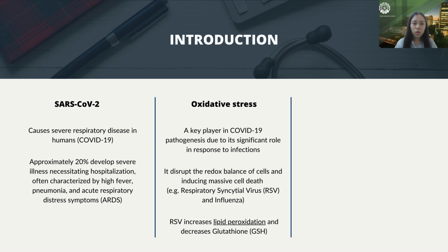RSV induces reactive oxygen species production, leading to pro-inflammatory cytokines and innate immunity, and it increases lipid peroxidation and decreases glutathione. Similarly, influenza infection results in excessive ROS production in different tissue, inducing apoptosis and cytotoxicity in alveolar epithelial cells. Notably, influenza facilitates the activation of protective enzymes against oxidative injury. Despite these insights, limited research has explored the role of oxidative stress in COVID-19 pathogenesis.